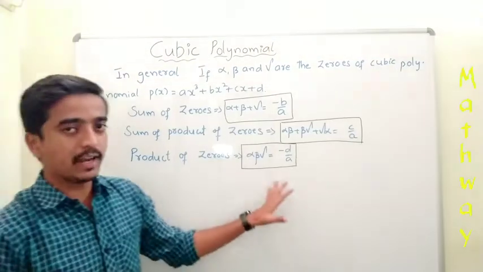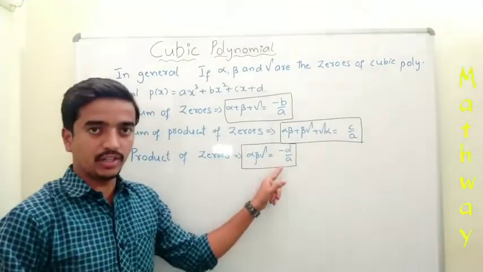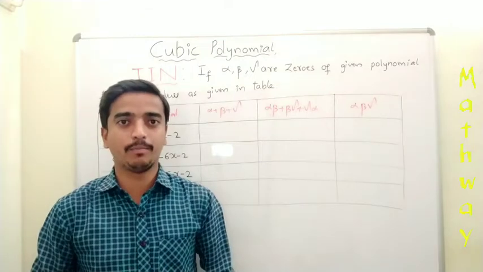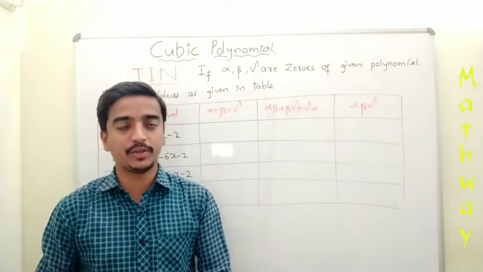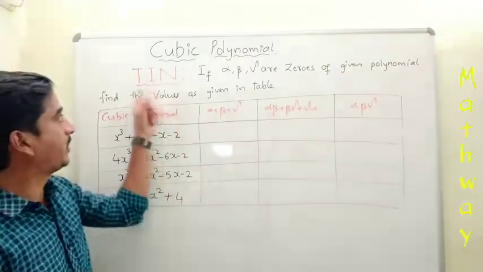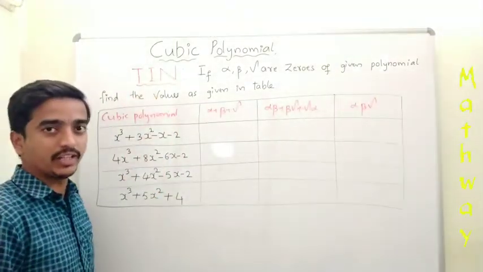So this is the relation between the zeros and coefficient terms in the cubic polynomial. So let us take one example to check the relation between the zeros and coefficient terms in a polynomial. It is time for 10. Try it now. Let us try it together now.